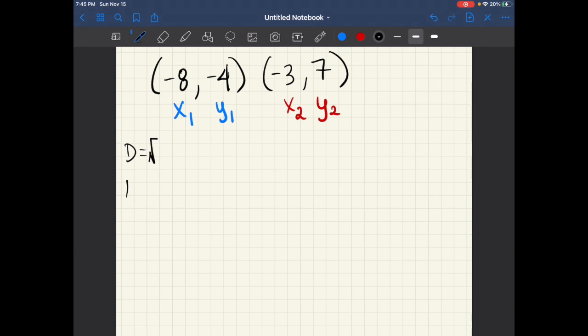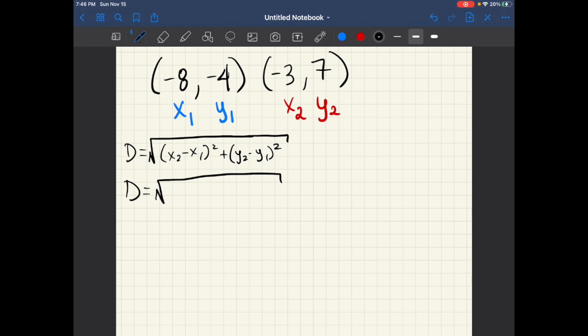Then I'm going to go to my distance formula. D equals the square root of x2 minus x1 squared plus y2 minus y1 squared. Then I'm going to plug everything in. So my x2, that's -3. My x1, that's -8. And my y2 is 7. And my y1 is -4. Then I'm going to subtract them.